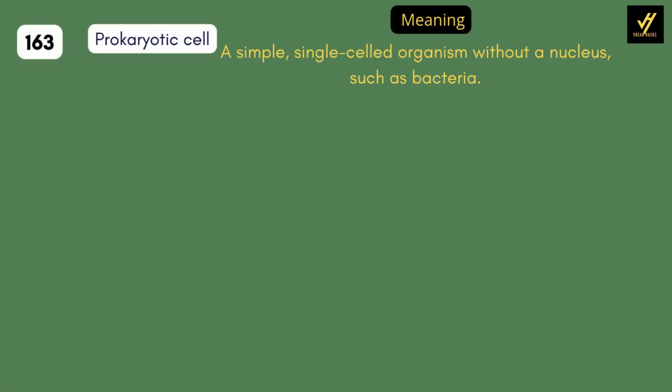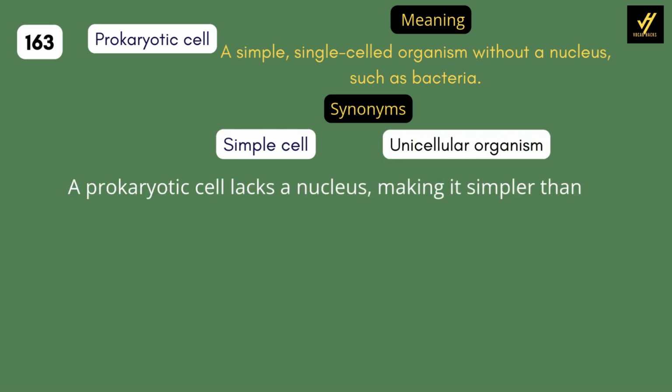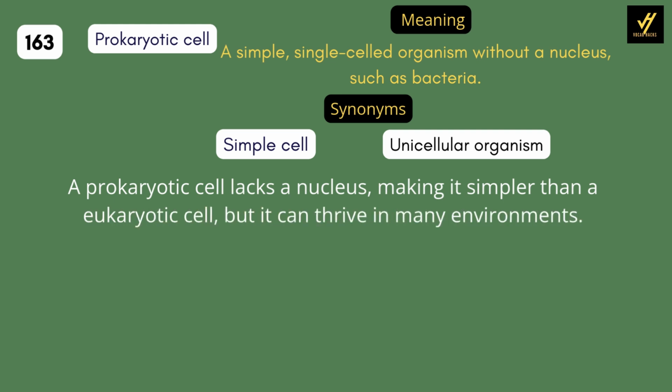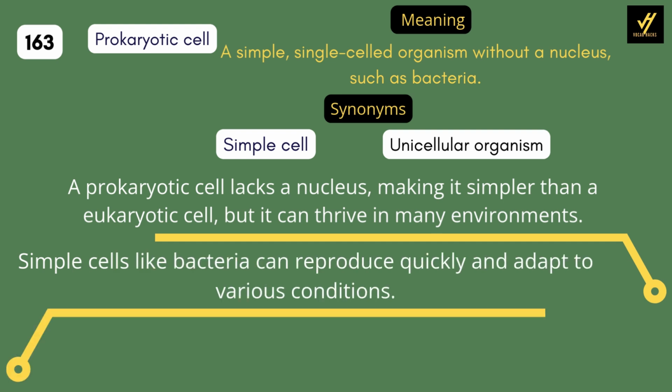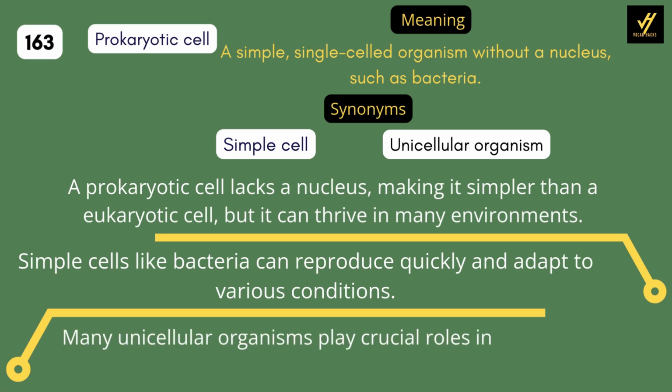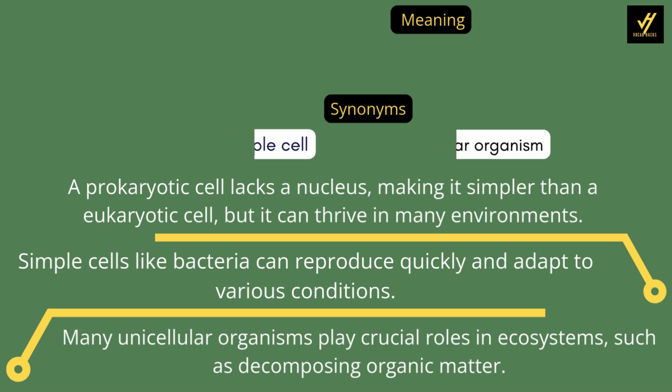Prokaryotic cell, a simple, single-celled organism without a nucleus, such as bacteria. Simple cell, unicellular organism. A prokaryotic cell lacks a nucleus, making it simpler than a eukaryotic cell, but it can thrive in many environments. Simple cells like bacteria can reproduce quickly and adapt to various conditions. Many unicellular organisms play crucial roles in ecosystems, such as decomposing organic matter.